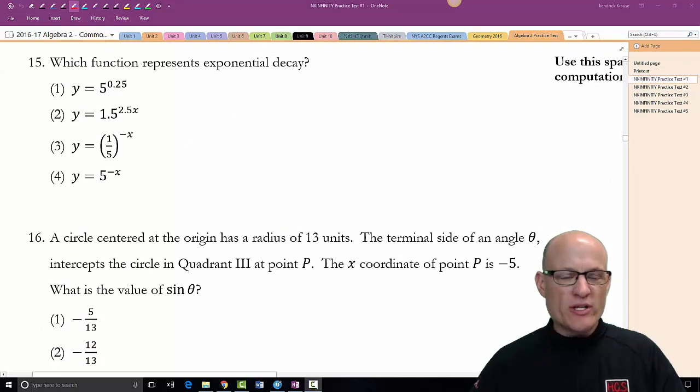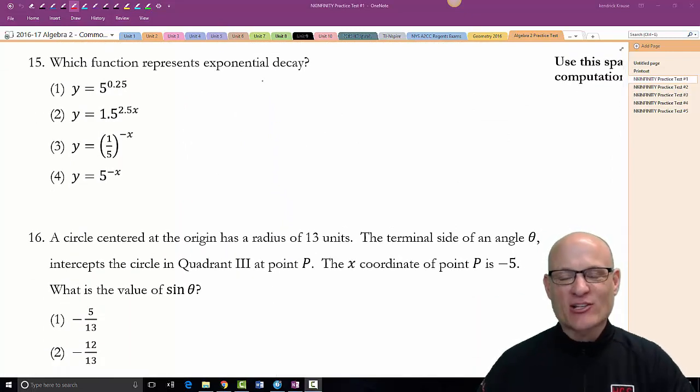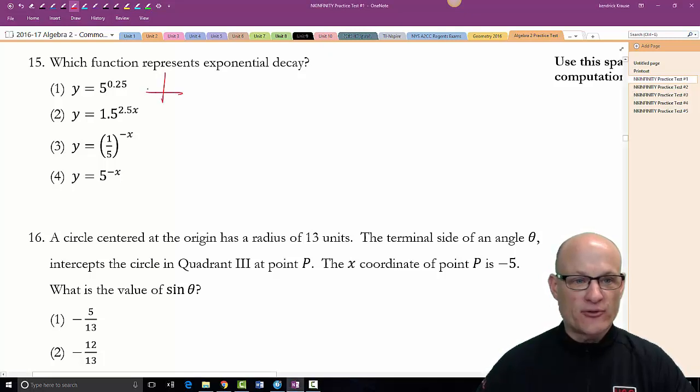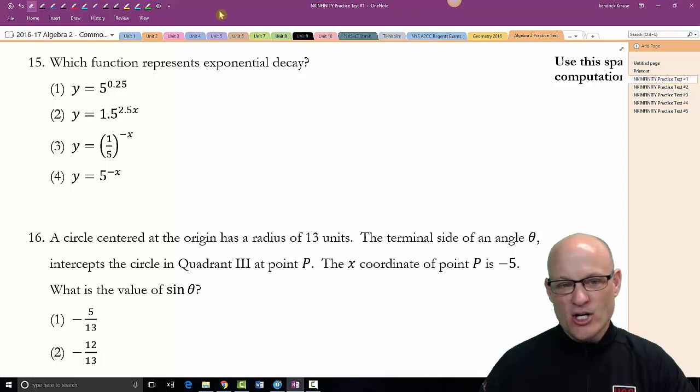Which statement represents exponential decay? Now, I will tell you the easiest way to do this problem is just to graph them. If you graph them, this one will graph to this, and this one will graph to this. And then it appears as if one of these is the right answer. But let me explain why they are.